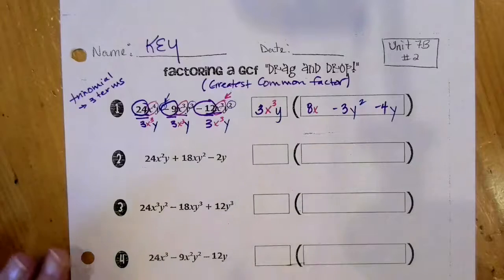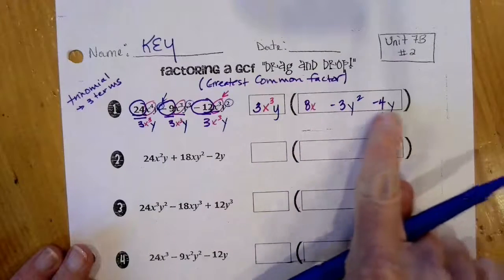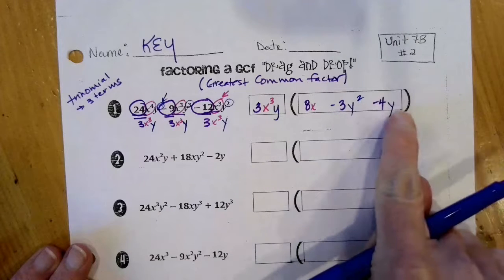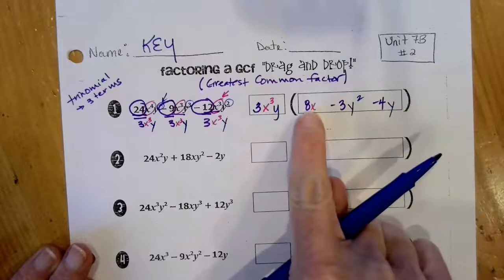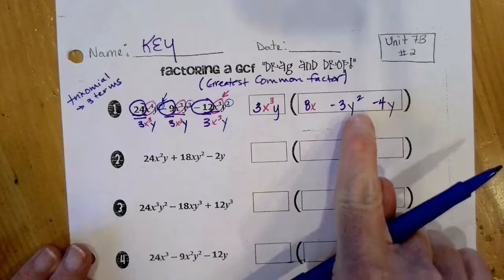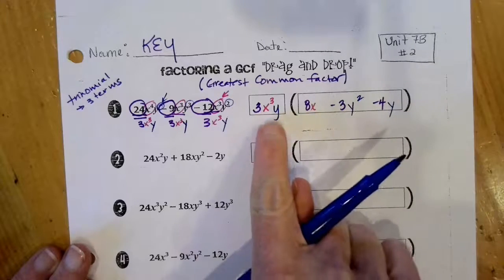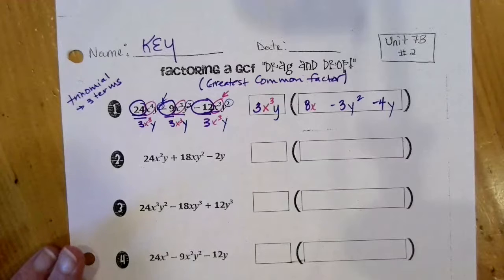So if you look, there's no common numbers. I didn't miss any. This guy has 1 x, none for these. This guy has no y's, and he has 2 and he has 1. So I know I found the biggest combination of factors that can come out.